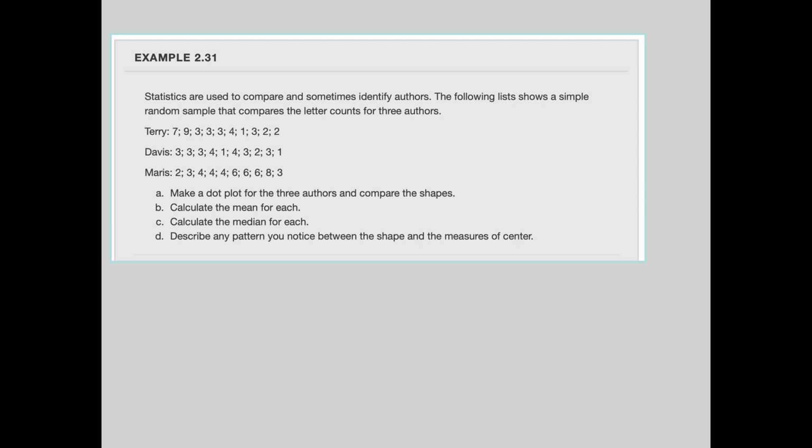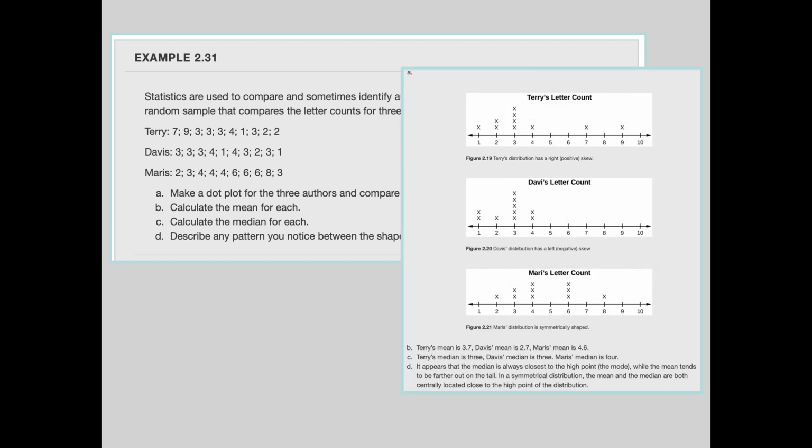Okay, now here's our answers. First off, Terry's plot, Davy's plot, and Mari's plot. The one that looks the most symmetric is going to be, it says down, Maris. This says Mari's and this says Maris.